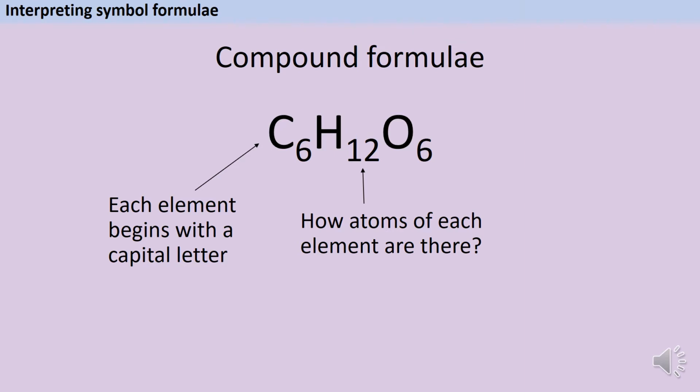You can identify a compound from its chemical formula because it will have more than one capital letter, and each capital letter represents a new element. Many compounds contain more than one atom of a particular element, and so we use small subscript numbers to show how many atoms of each type there are. For instance, this molecule is called glucose, and what the symbol formula tells me is that it contains 6 atoms of carbon, 12 atoms of hydrogen, and 6 atoms of oxygen.